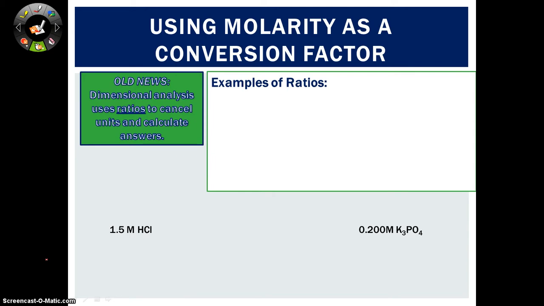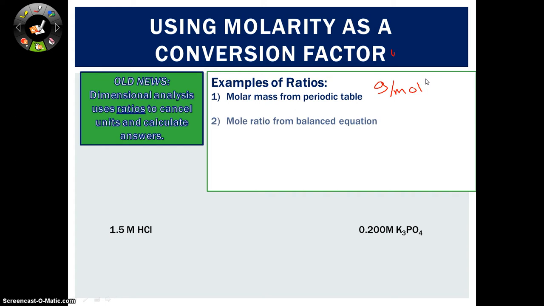This is not new news that dimensional analysis uses ratios to cancel units and to calculate answers, to do unit conversions. So we've had a bunch of different ratios already. We've had molar mass. Those numbers come from the periodic table, and the ratio is grams per mole. We have mole ratio from balanced equations, and that's like moles of something over moles of something else, where the number is the coefficient in the balanced equation.